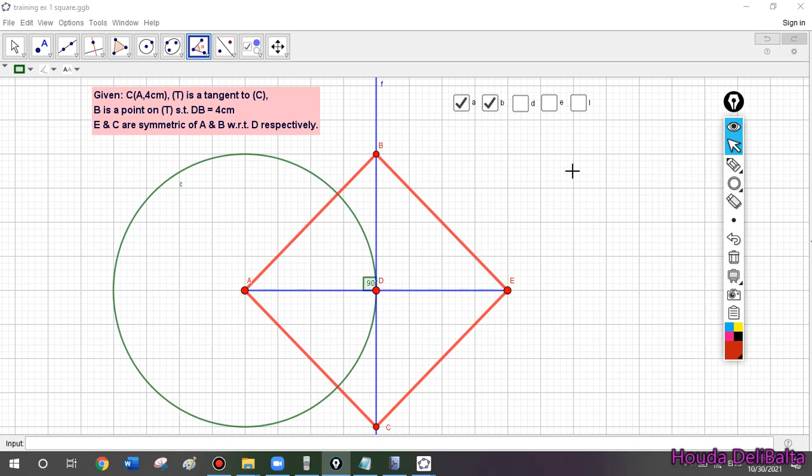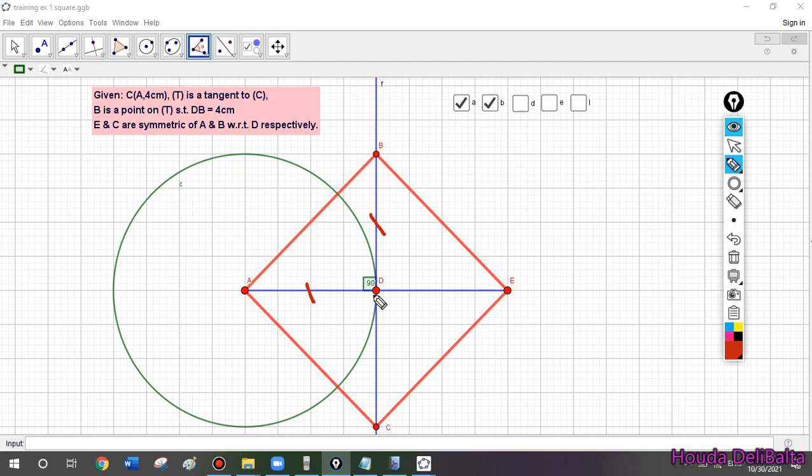So it's clear that I'm going to use the diagonals. I'm going to prove that this is a square using its diagonals. So let's code my figure. These two are equal. That's a given. DB is equal to DA.